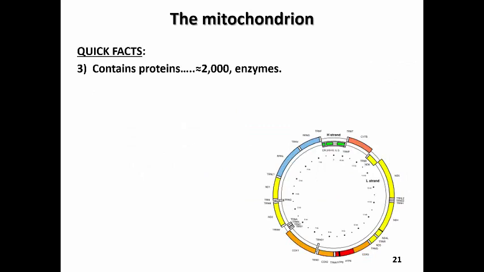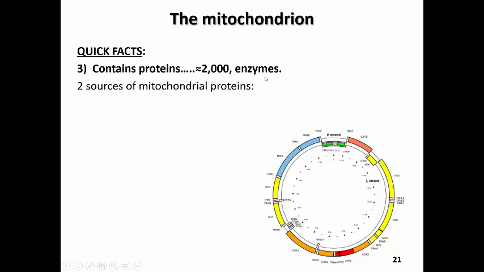Number 3 here, in order for the mitochondrion to carry out its function, it requires enzymes. So important is the mitochondrion to the human organism that the mitochondrion, this one organelle, is equipped with about 2,000 different enzymes that catalyze various biochemical reactions.